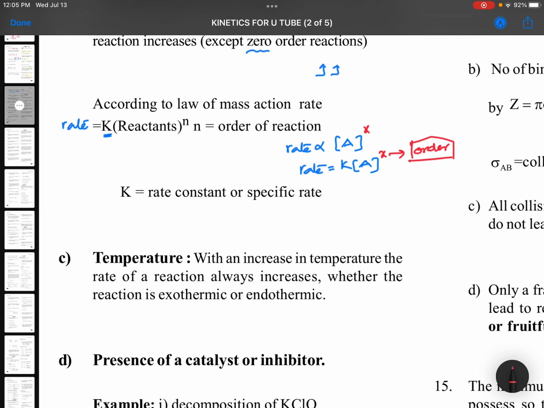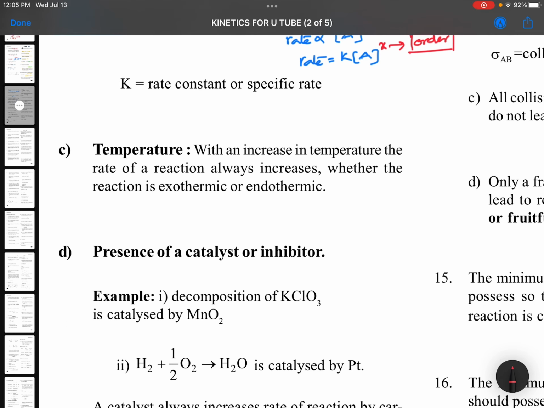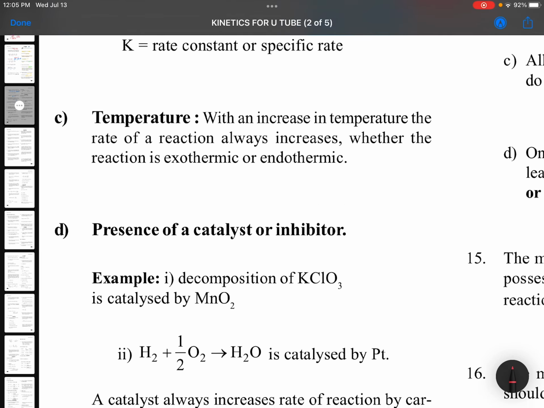So rate constant or specific rate is K here. K is the rate constant, or you can say specific rate. About this we'll discuss more in the order case. Then coming to temperature.